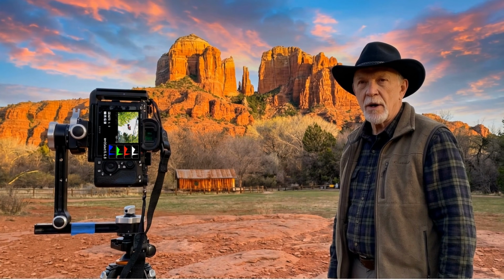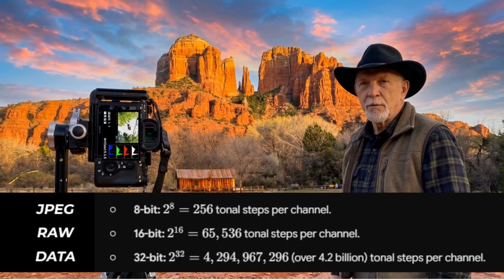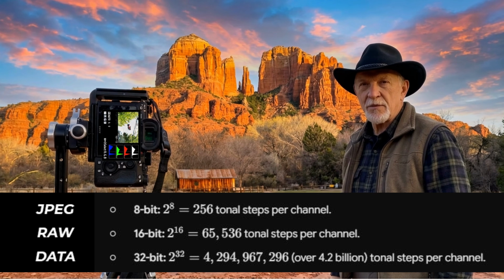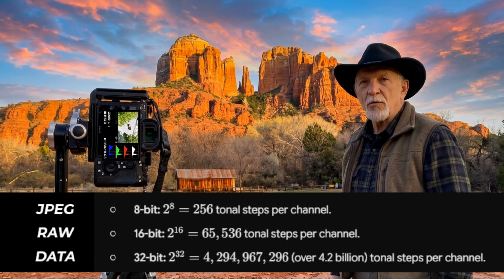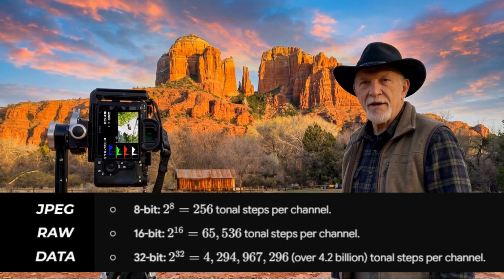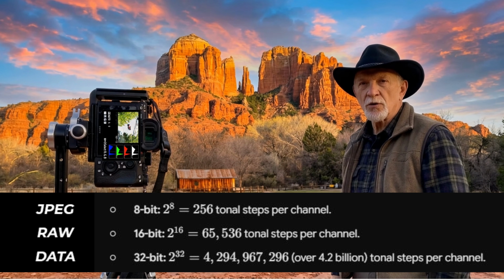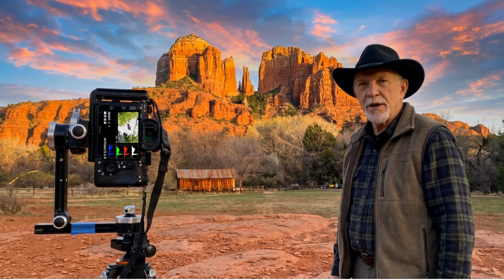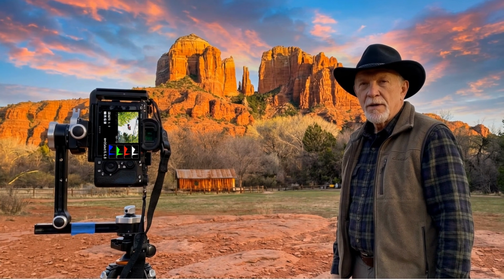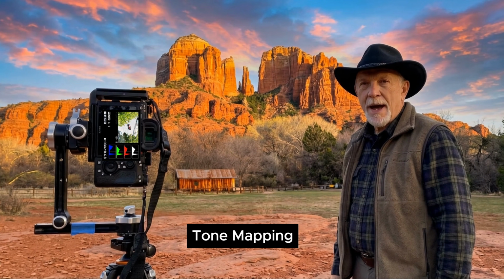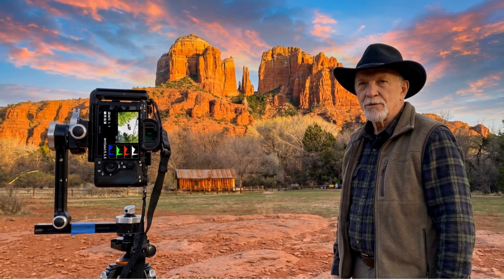Computers work in binary, or powers of 2. A standard 8-bit JPEG has 256 steps of light. The 16-bit RAW file has over 65,000 steps. But a 32-bit HDR file holds over 4.2 billion steps of light data. You can't even display that much data on a standard 8-bit screen. That is why we use tone mapping. Tone mapping is the process of squeezing those 4 billion steps back down to a size your screen can show.